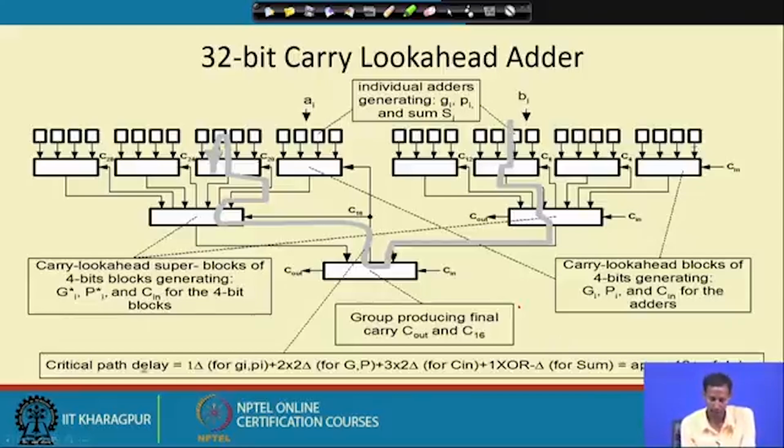So, the total critical path delay for this: 1 gate delay for computing G_i and P_i. That means for generation and propagation of the carry, 2 into 2 gate delay for again G and P, the computation of which we have already seen, and 3 into 2 gate delay for C_in, the last one, and then 1 XOR gate delay for the sum. In total, approximately 12 gate delays we will get for this particular 32-bit carry look ahead adder. Okay.